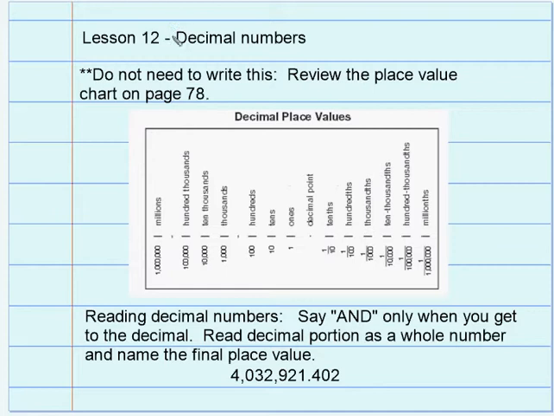Okay, this first part here, we don't need to write this down, but review the place value chart on page 78. If you find it helpful to copy that down, go ahead. The places to the left of the decimal are the common places that you know: millions, hundred thousands, 10,000s, thousands, hundreds, tens, ones. Decimal point. To the right, that becomes the THS. The fractional components: tenths, hundredths, thousandths, 10,000ths, 100,000ths, millionths.